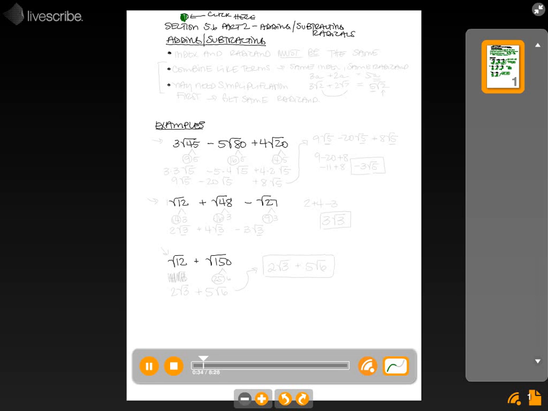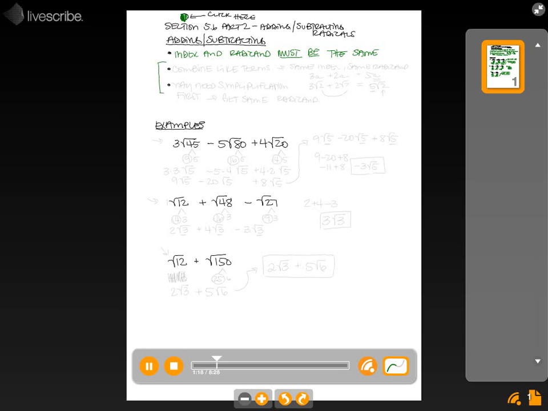Now again, all we're doing is changing the way that the problem looks. We could put the original problem in a calculator and get a decimal, we can put our answer in, we'd get a decimal, and those decimals should be the same, okay? With adding and subtracting, there are a couple things to remember. First thing is that your index and radicand must be the same. Now, when we multiplied radicals together, the only thing that had to be the same was the index. When we're adding or subtracting, the index and the radicand have to be the same. Okay? That's something to remember.